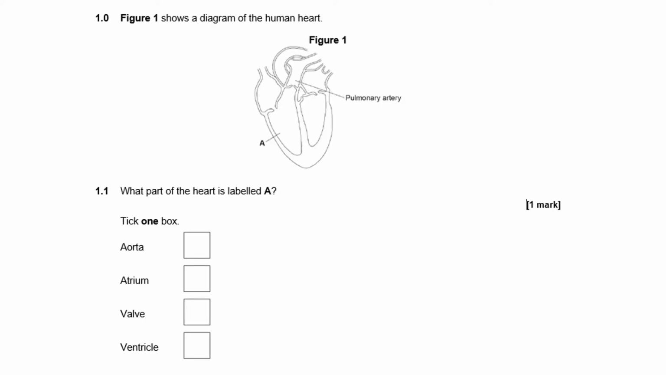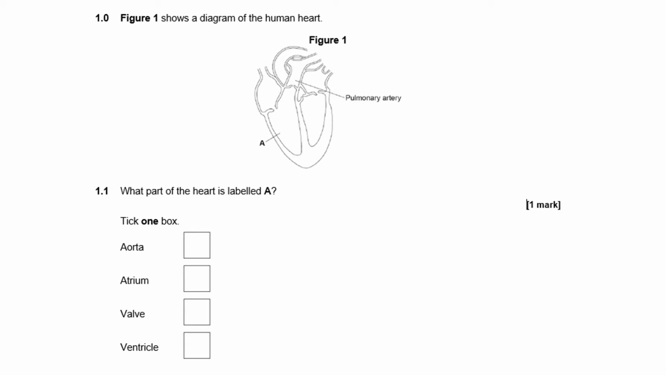So the first question was about the structure of the human heart. So it's given you a picture of a human heart. It has labelled the pulmonary artery, and then there is a letter A. So you can probably already work out that it's going to ask you what that letter is. So we're starting off with a very simple question where you just need to be able to identify different structures. It says 1.1, what part of the heart is labelled A?